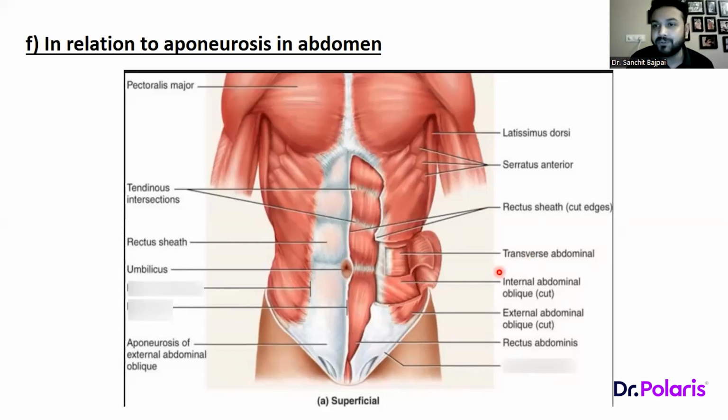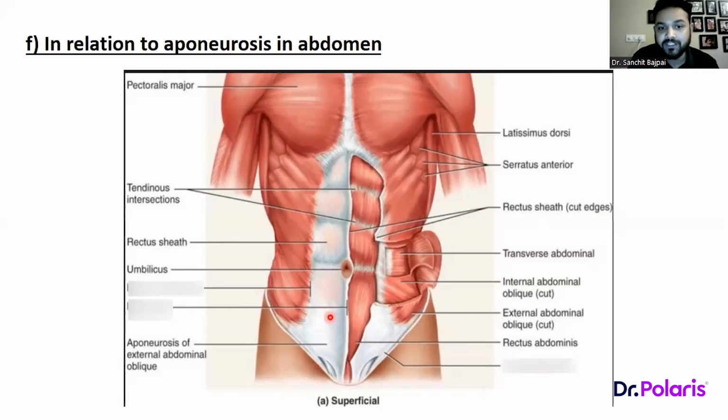Now, don't get confused. Why have they been given their names? See, this is external, and it is coming obliquely: external oblique. See this, this is internal because it is inside, and it is coming obliquely. See the fibers. That is why internal oblique. And see, this is transverse or horizontal. That's why transverse abdominis. This is how things are named. As simple as that. So these three muscles expand and form this kind of white sheath in order to give strength over the abdomen.